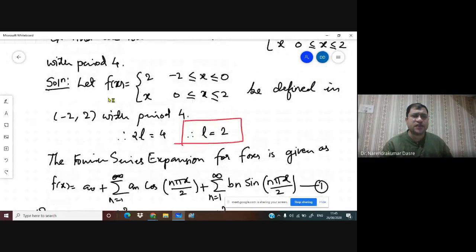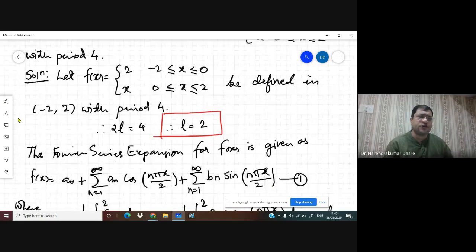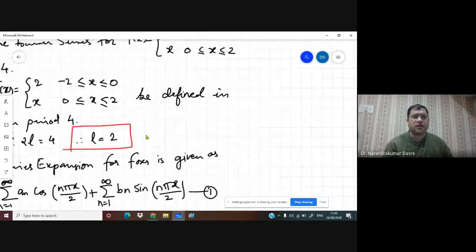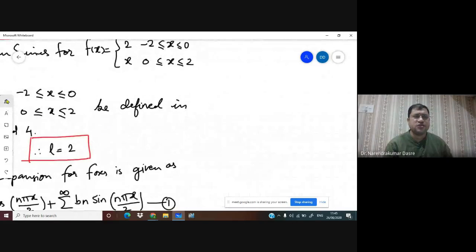Remember, what is our function? Our function is f of x equal to 2 when x is between minus 2 and 0, and it is x when the value is between 0 and 2. If we want to see the graph of this function, I'll draw it so you can understand in a better way.